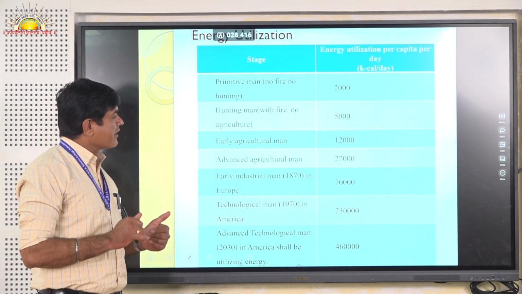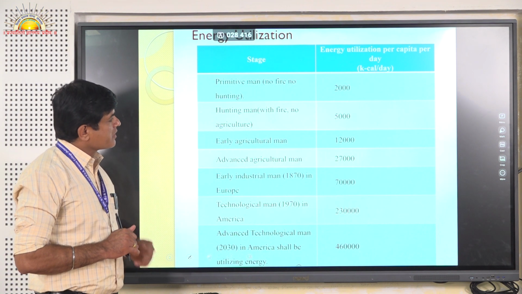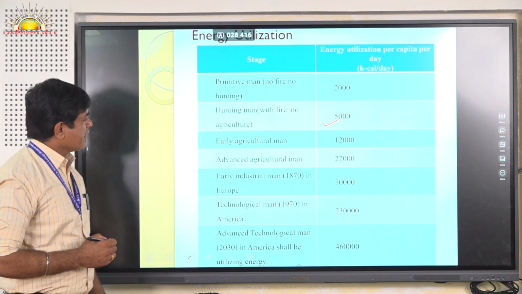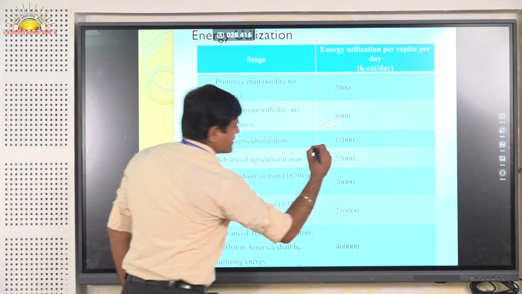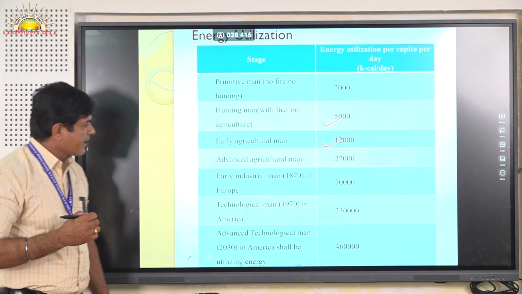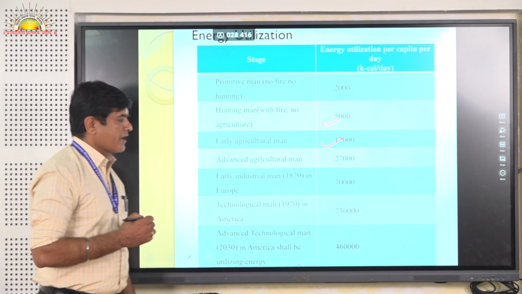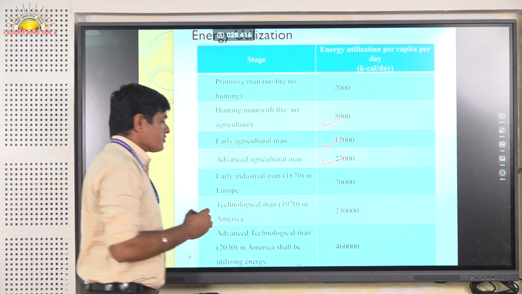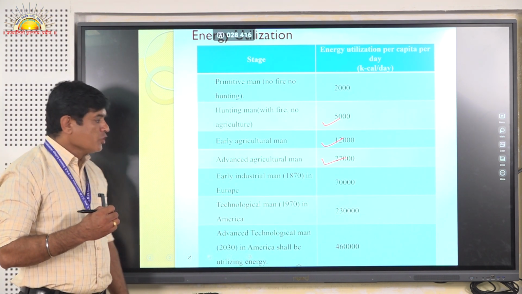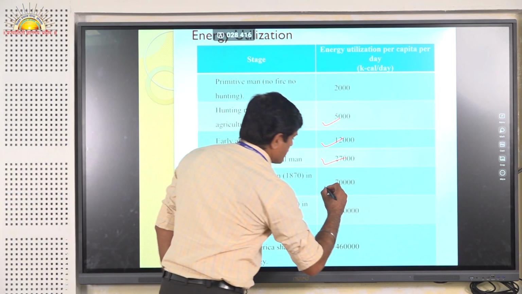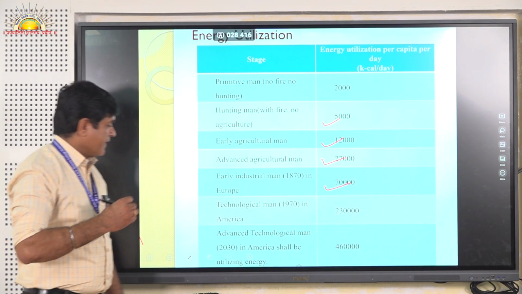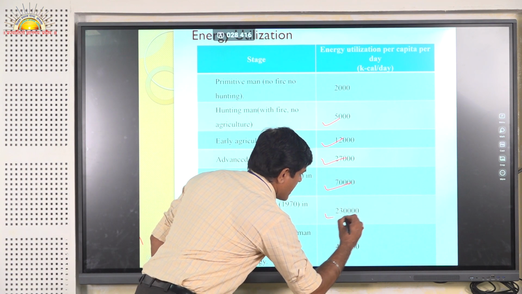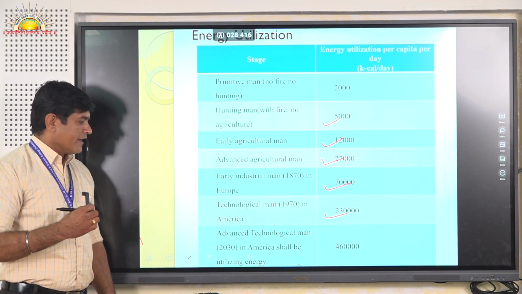Then hunting man with fire and no agriculture utilizes energy up to 5000 kilocalorie per day. Then early agriculture man utilizes 12,000 kilocalorie energy per day. After that advanced agricultural man utilizes 27,000 kilocalorie energy per day. Then early industrial man in 1870 in Europe utilizes 70,000 kilocalorie energy per day. Then technological man in 1970 in America utilizes 230,000 kilocalorie energy per day.